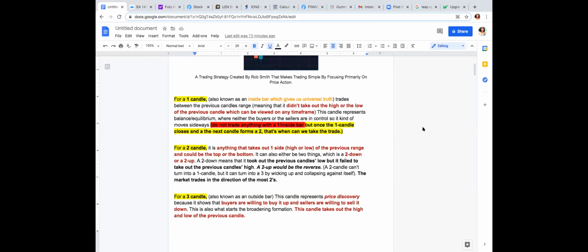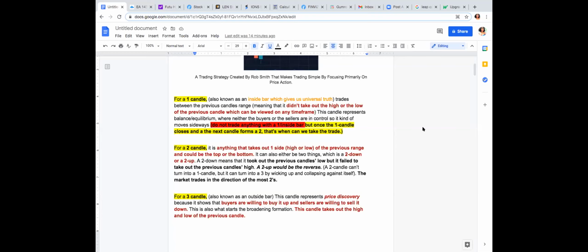Now, a 2 candle is anything that takes out one side, either the high or the low of the previous range, and could be at the top or the bottom. It can be a 2 up or a 2 down. A 2 down means that it took out the previous candle's low but failed to take out the previous candle's high. A 2 up would be the reverse. A 2 candle can't turn into a 1 candle, but it can turn into a 3 by wicking up and collapsing against itself. The market trades in the direction of the most 2s. So keep that in mind. It's going to trade in the direction of the most 2s.